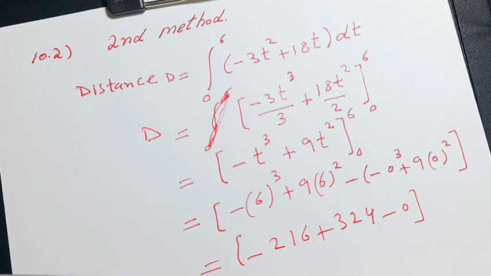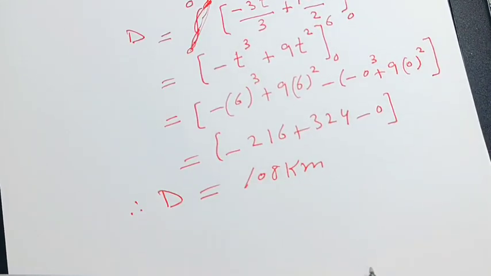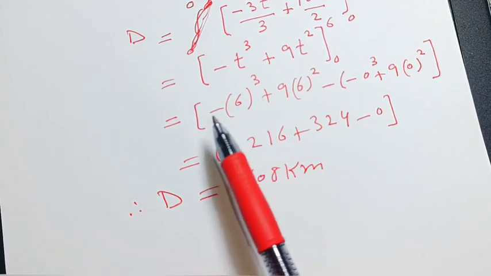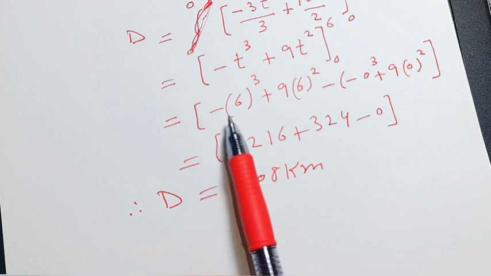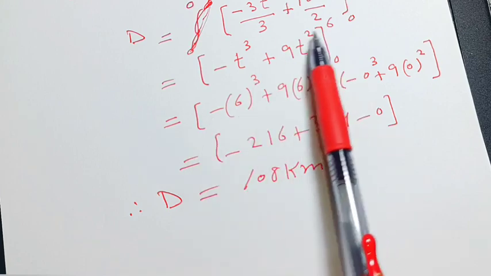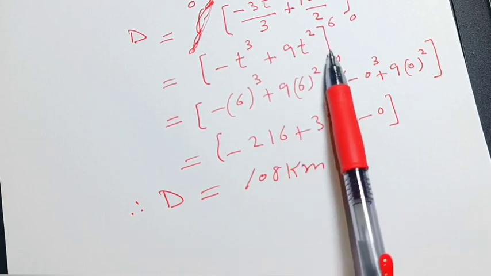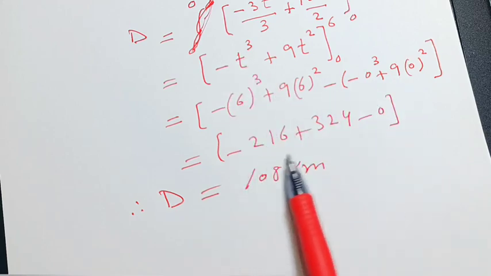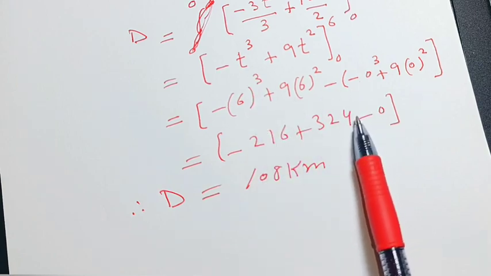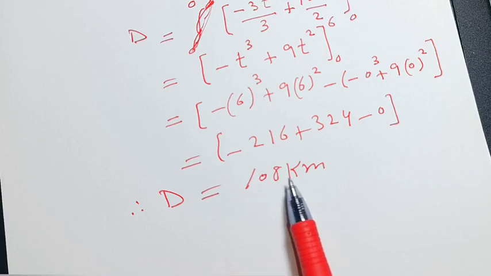I'm going to simplify here. The answer is 108 kilometers. So that's the distance. Now I simplify here. First, I substitute the 6 into this function minus 0. You substitute 0 into this function, and then I simplify. This is the answer for this side, and minus 0. Further simplify. The answer is 108 kilometers.